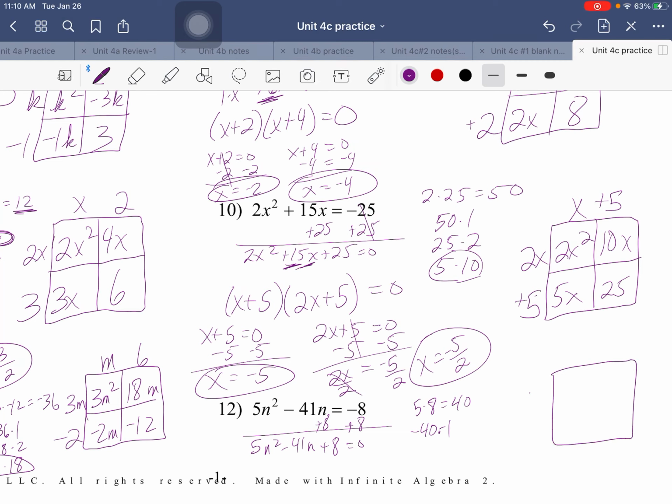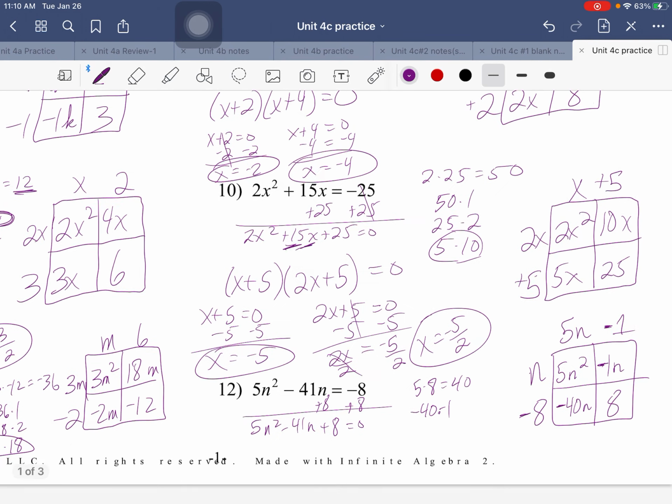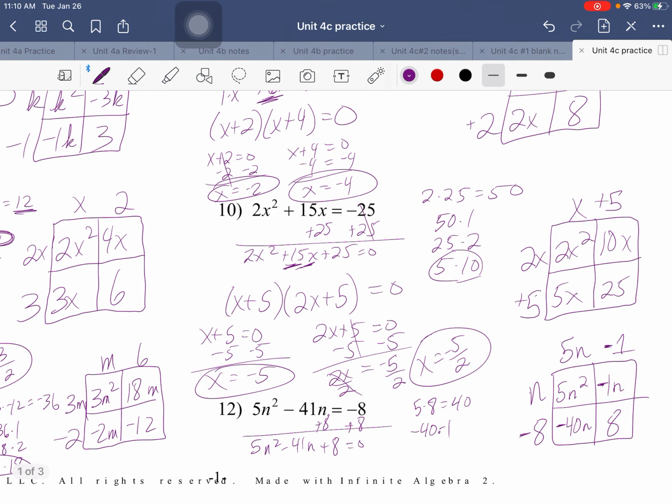Let's get our Punnett Square going. A term, C term, and it doesn't matter which order those are in. Bottom row, the greatest common factor is 8. Top row, n. First column, 5n. Last column, 1. I forgot. First term's negative, it'll be negative. So we have 5n minus 1 and n minus 8.